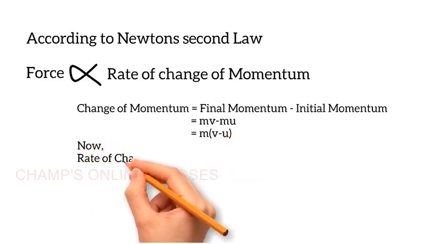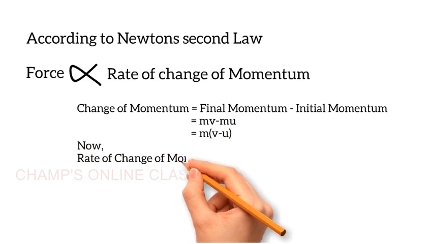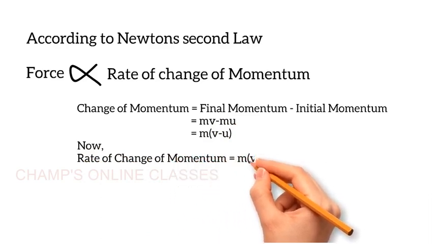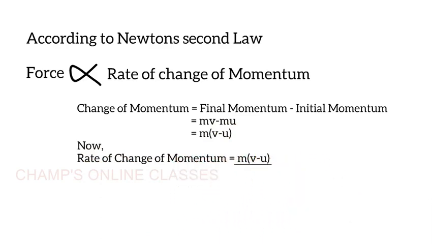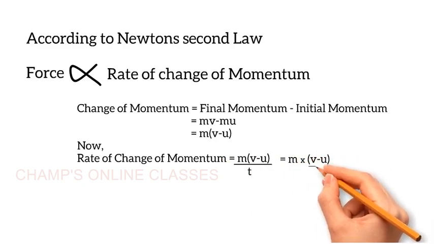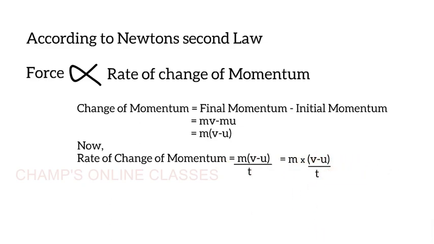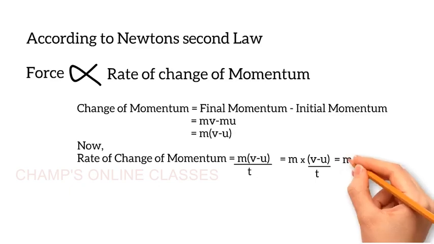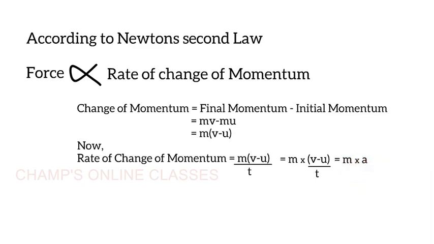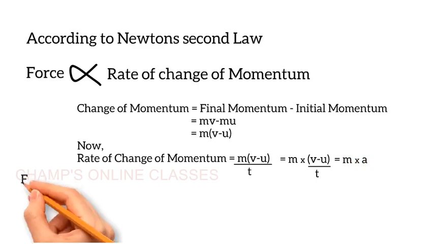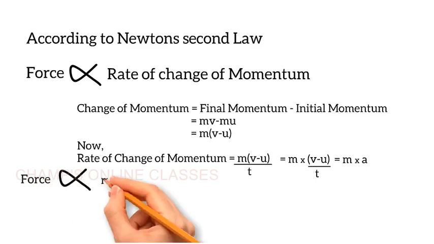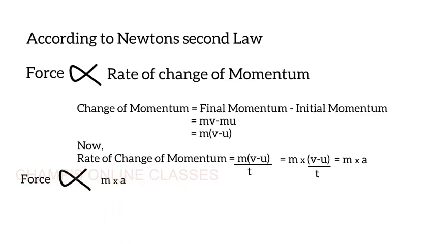Now, what is rate of change of momentum? Rate means change with respect to time. So, divide it by time. Now, what is (v minus u) divided by t? That is change in velocity upon time. It is acceleration. So, rate of change of momentum is equal to mass into acceleration. Now, force is directly proportional to mass into acceleration.